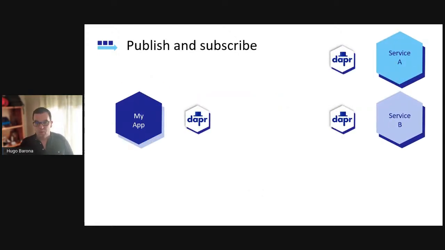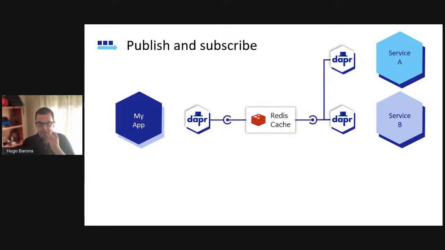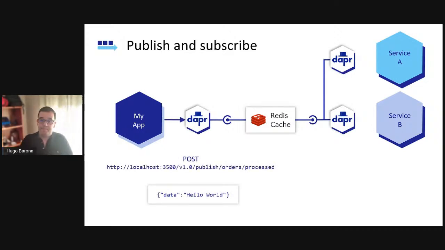And one last example, which is well, not similar, but in the same scope of our demo: publishing and subscribing. In this scenario you have an app that is publishing an event, and then you have two services subscribing. All this publishing is happening using Redis cache, and once again the app makes a post request to the publish endpoint, providing the name of the PubSub component, in this scenario orders, and the name of the topic, in this case processed. It contains just an example message, hello world, in the body.